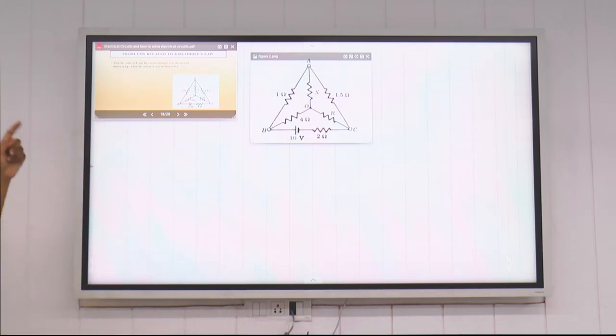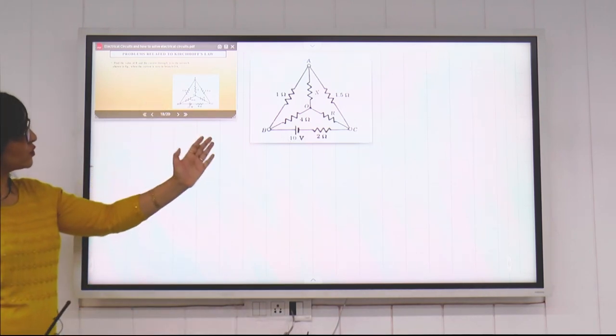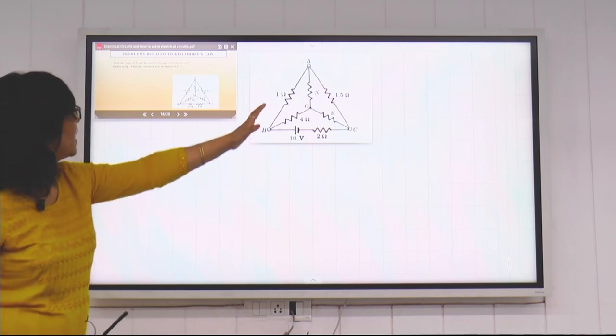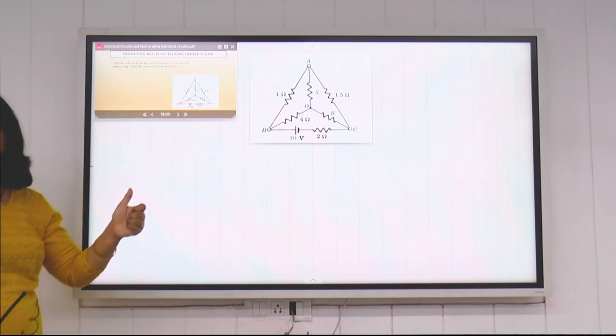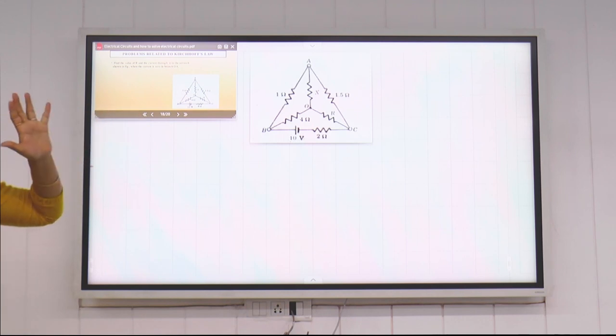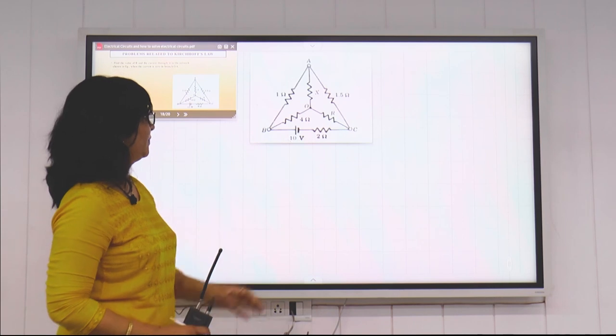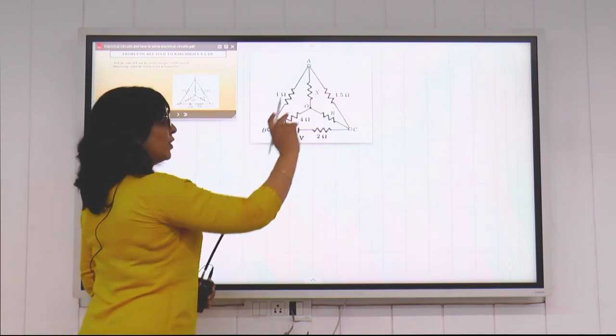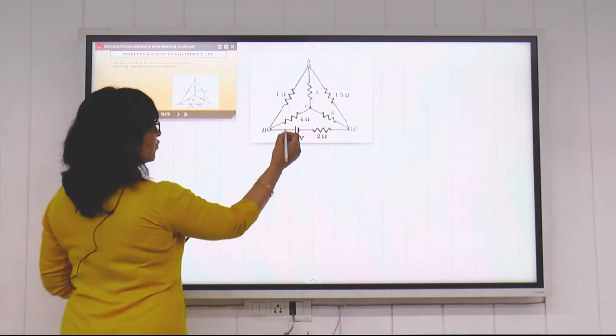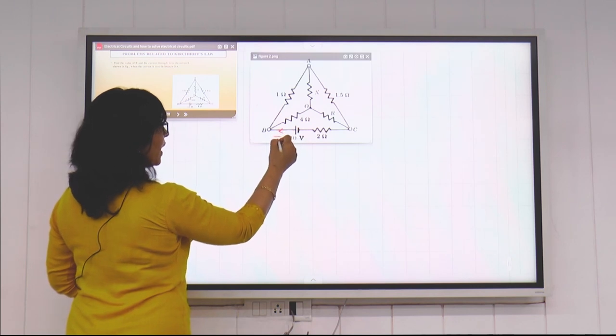The next problem is related to Kirchhoff's law: find the value of the unknown resistance R and the current through it in the network as shown in the figure. The condition is that the current in the branch AO is 0. First step is to distribute the current. In this network we have only one voltage source. Start from this terminal, let the current be I.